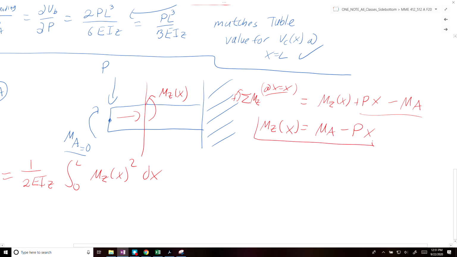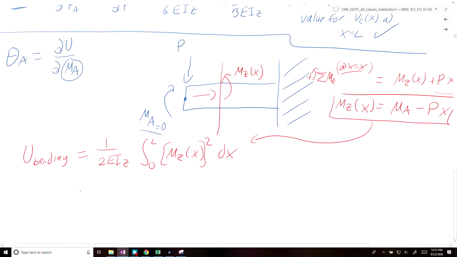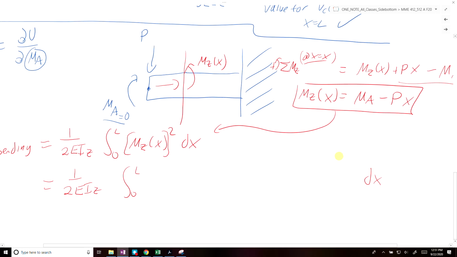All right. So we can plug that into this equation here. All right, and we do that, what we end up getting is 1 over 2EIz, integrate from 0 to L. Alright, and then we're going to square this term. So if we square this term, what we end up getting is MA squared minus 2MA Px plus P squared x squared. Okay, and we're going to integrate that with respect to x.